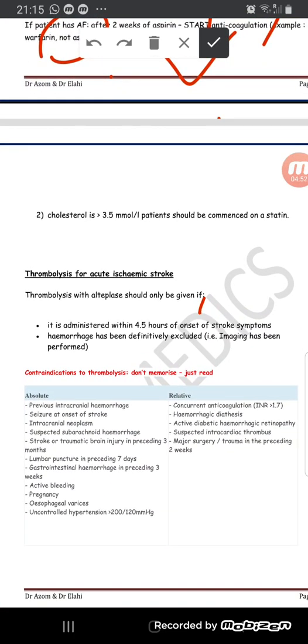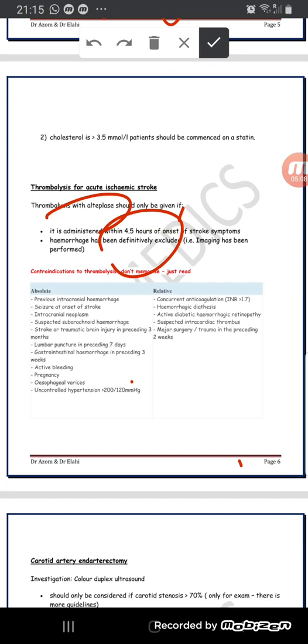Thrombolysis for acute stroke. So obviously, if the patient comes within 4.5 hours, then we can thrombolyze them. Okay, we can thrombolyze them. So it's very, very important. We do understand this one. Alteplase can be used here. Thrombectomy is also important as well.